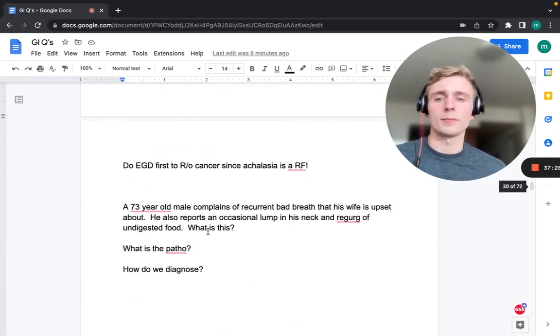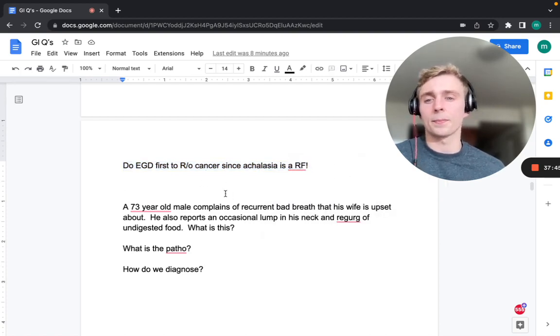Okay, next one. Oh, and of course, the last question: what do we want to do first? We want to do an EGD first to rule out cancer, since achalasia is actually a risk factor for esophageal cancer anyways. So again, EGD to rule out cancer first, since achalasia is a risk factor for esophageal cancer, and we'll see that again later.